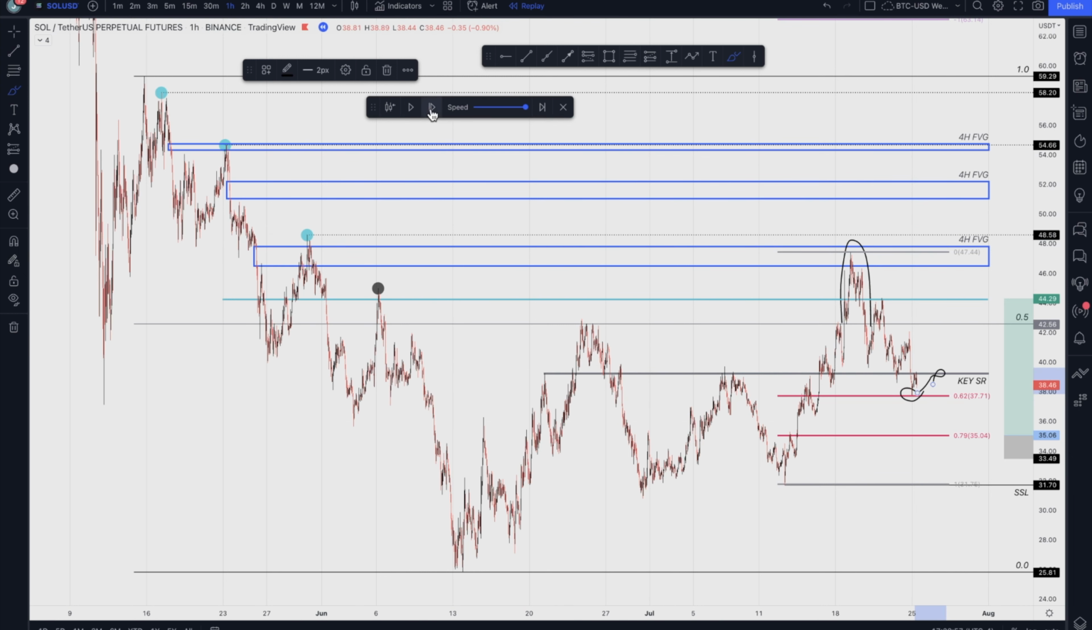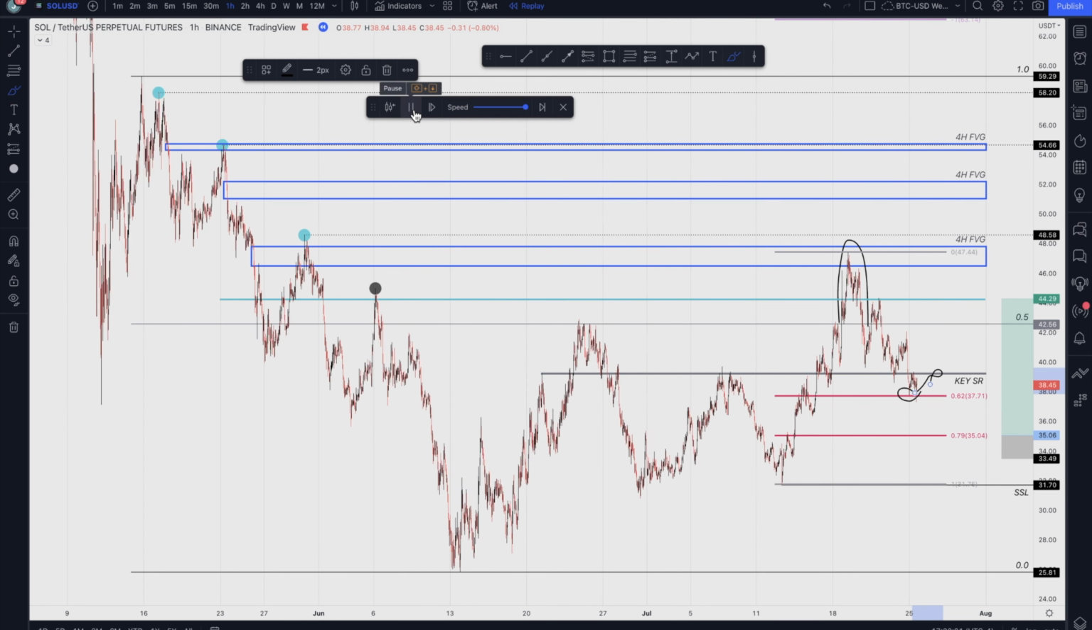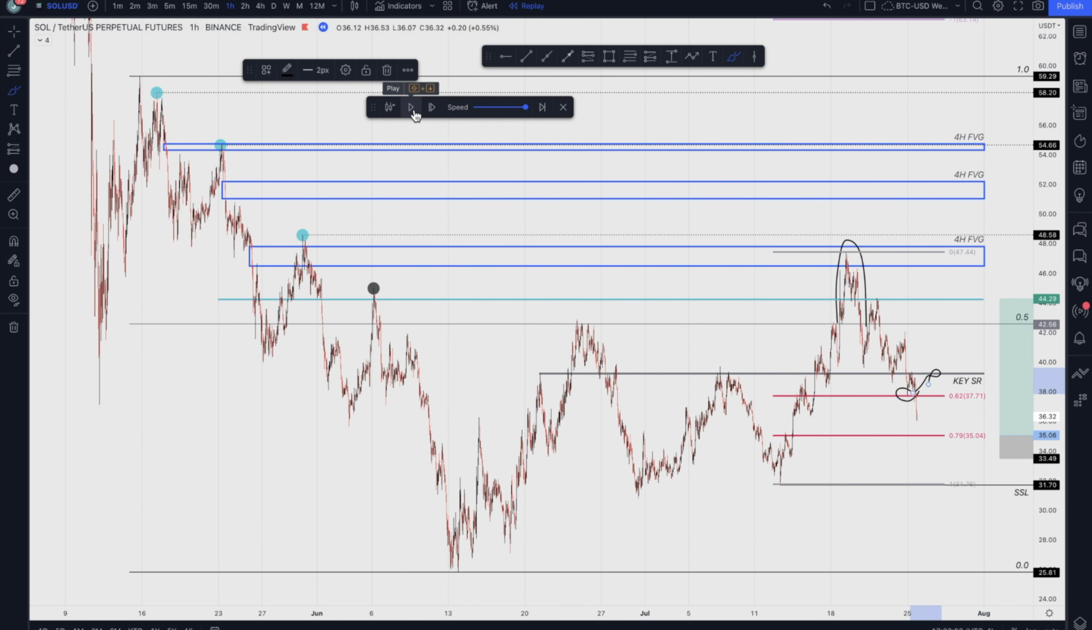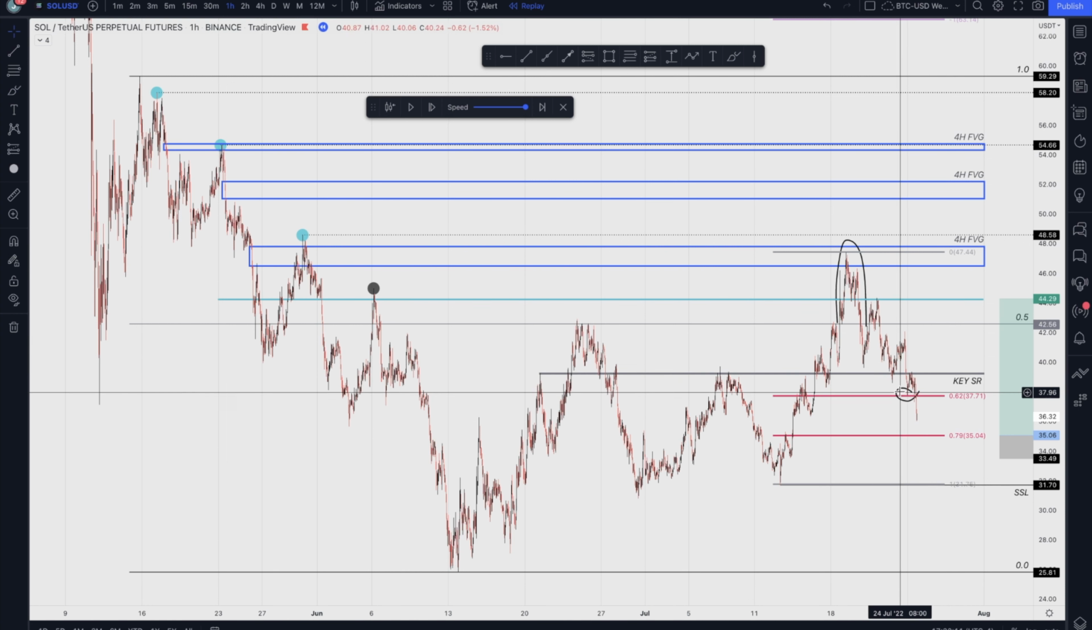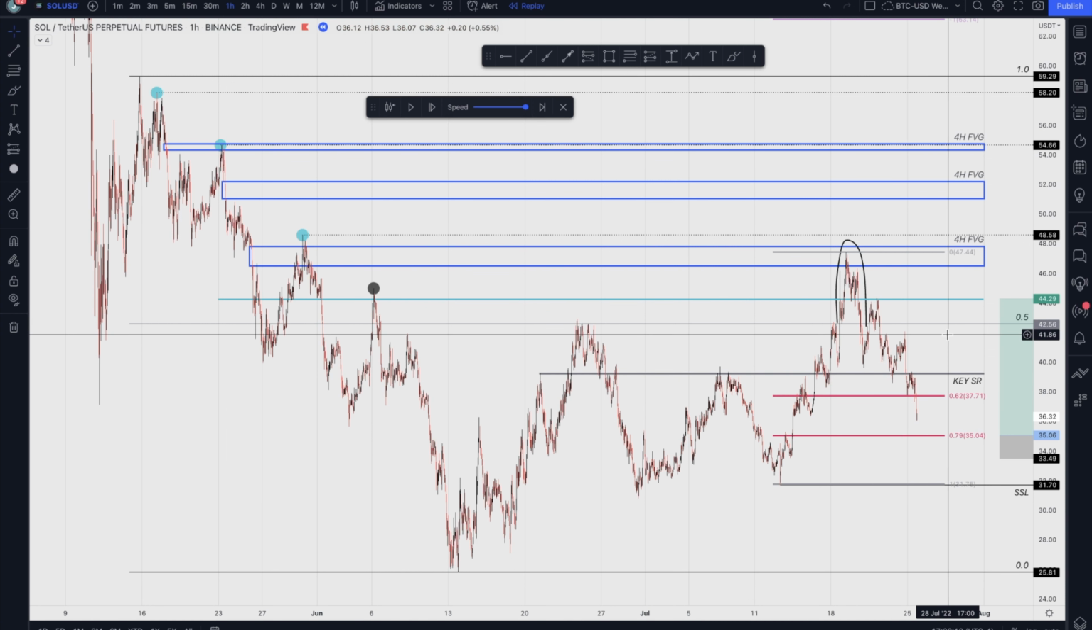Will it hold? Well, let's see. It does not hold it. So what is the next level? 0.79.